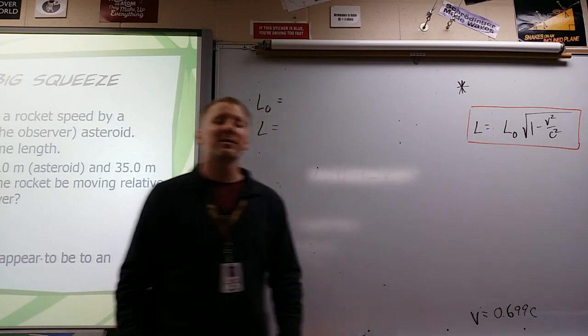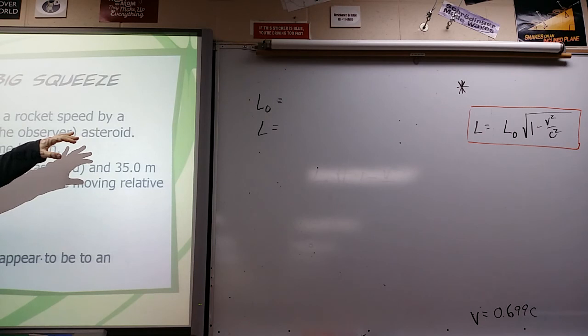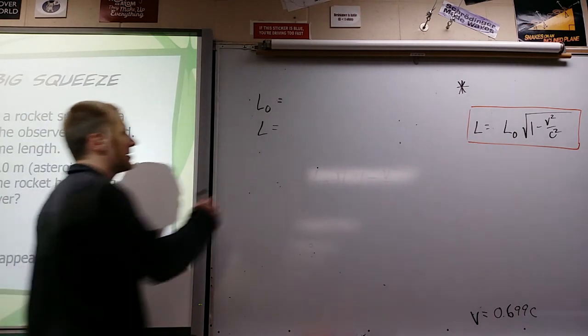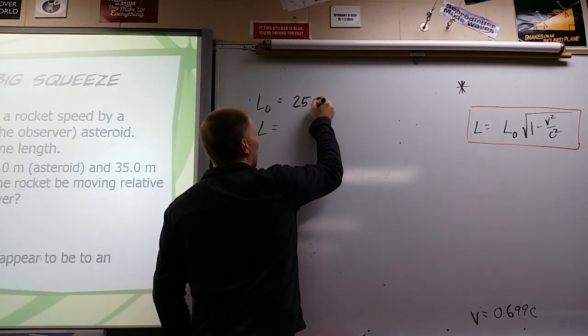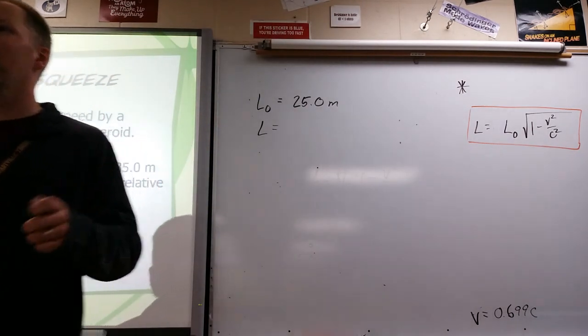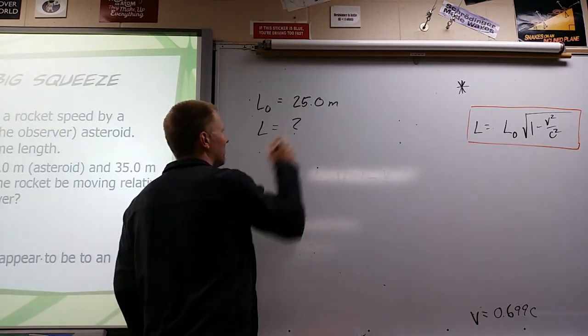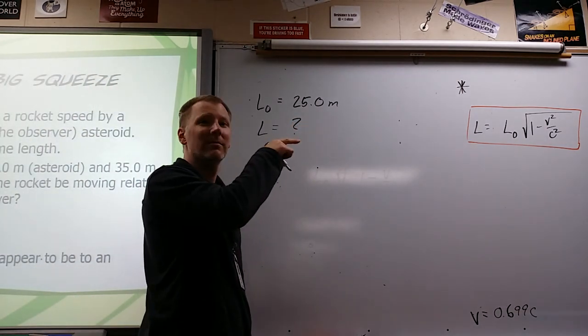What would a person who is not moving relative to that asteroid measure its length to be? 25. We already said that. So we are stationary and next to an asteroid that is also not moving relative to us, so we can measure that distance accurately, and we said it was 25.0 meters. In the ship, we could still measure it, but we can't call that the proper length because we're moving past it. So we don't know what L is, but we can find it.